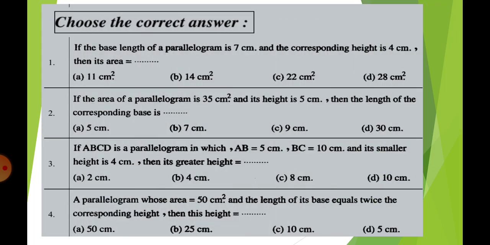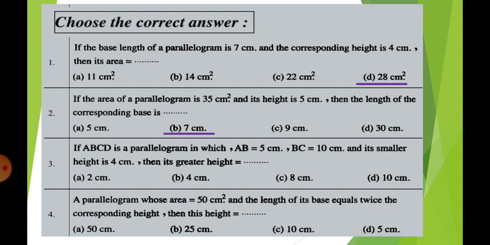Choose the correct answer. If the base of the parallelogram is 7 and the corresponding height is 4, then the area equals base times height, 7 times 4 equals 28 centimeter squared. Number 2, if the area of the parallelogram is 35 and the height equals 5, then the length of the corresponding base equals area divided by height. The base equals 35 divided by 5 equals 7 centimeter.